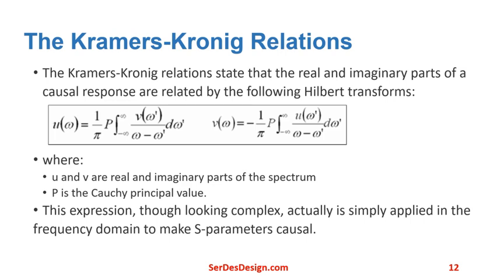The Kramers-Kronig relations state that the real and imaginary parts of a causal response are related by the following Hilbert transforms, where U and V are real and imaginary parts of the spectrum, and P is the Cauchy principal value. This Kramers-Kronig expression, though looking complex, actually is simply applied in the frequency domain to make S-parameters causal.